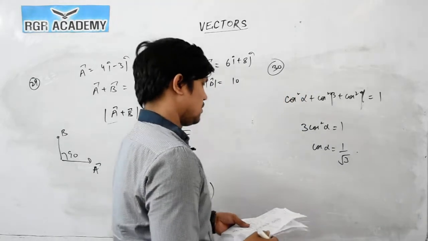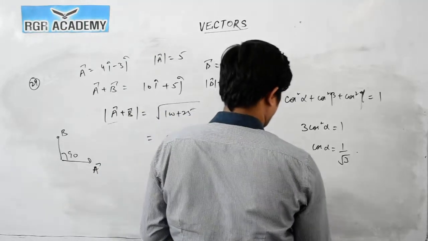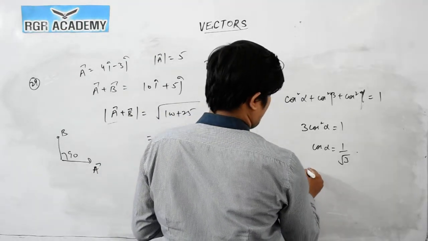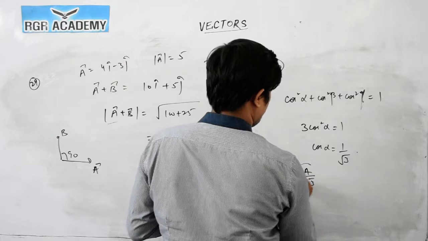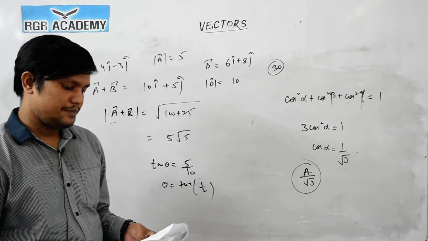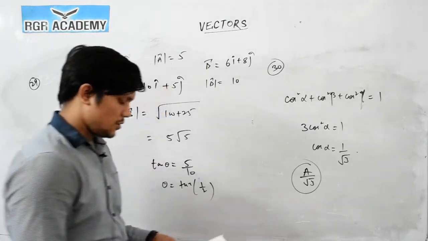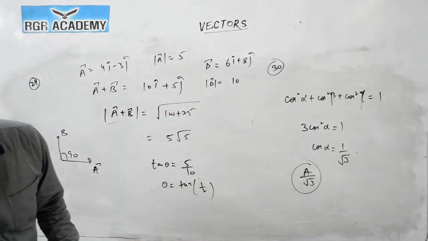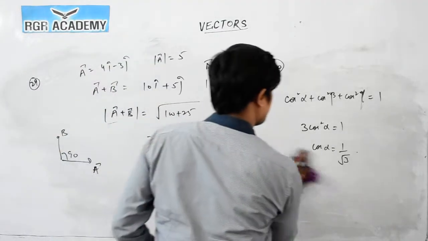So we can say that the magnitude of the component, a cos alpha, will be equal to what? a by root 3. So for question number 30, the answer is option number 2. Now question number 31.